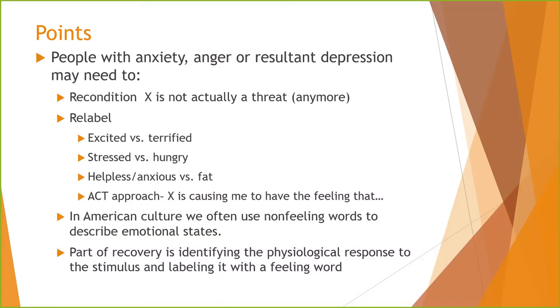Another way you can relabel is basically using the ACT approach that we've talked about. Instead of saying, I am stressed or I am excited, you can say, I am having the feeling that I am scared or I am anxious. Put it out there, separate it from the I statement. So it's something you can sort of control a little bit more. You can imagine holding whatever that feeling or reaction is. If it's causing you to have a feeling that, you can hold that in your hands. If it's causing you to be, you can't really hold that in your hands.